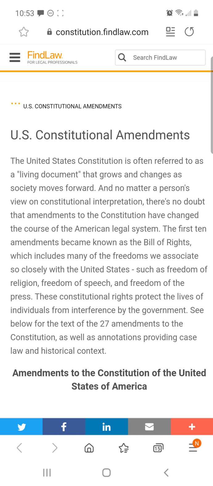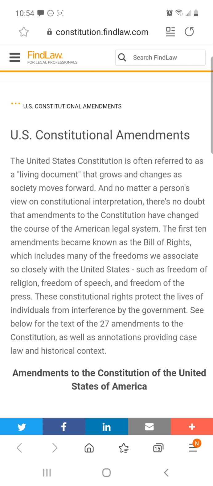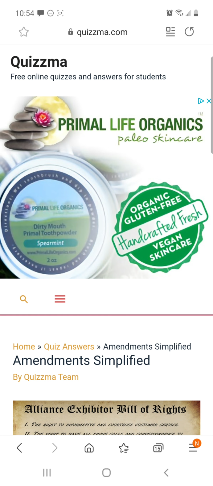These constitutional rights protect the lives of individuals from interference by the government. So they're supposed to protect us as individuals from interference with the government. We know they have loopholes, but that's why everyone's always talking about trust the government, trust the system, and all this crap that doesn't usually work for everybody. So I'm actually going to pop over to this other website that will simplify it, make it fast and easy.